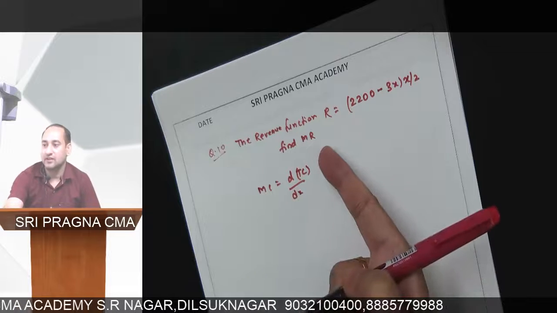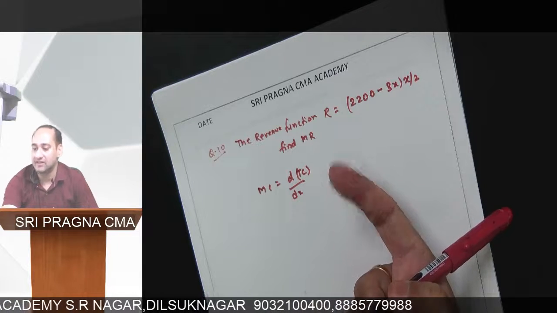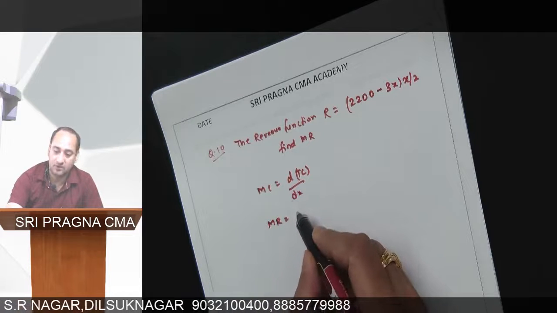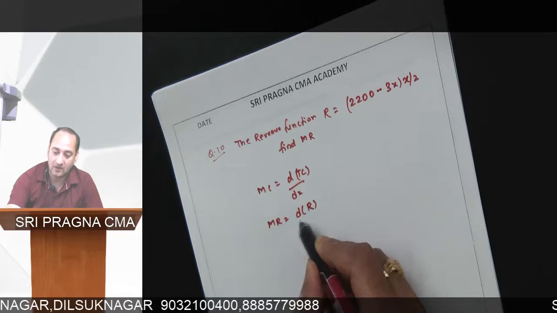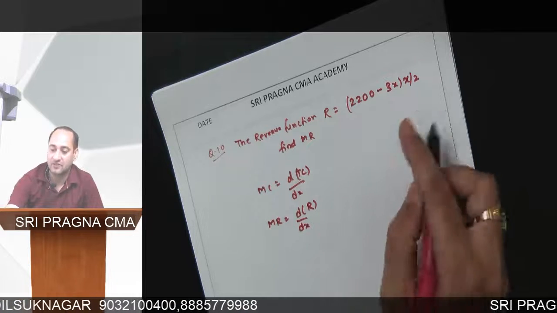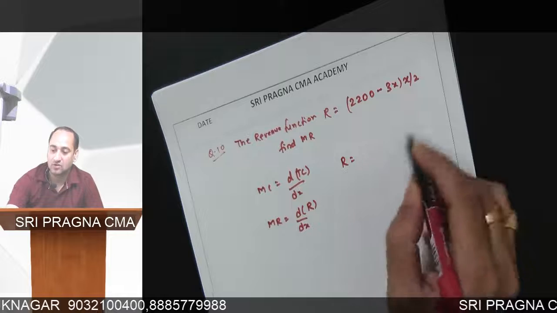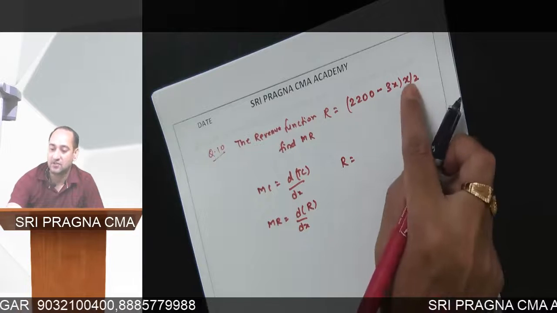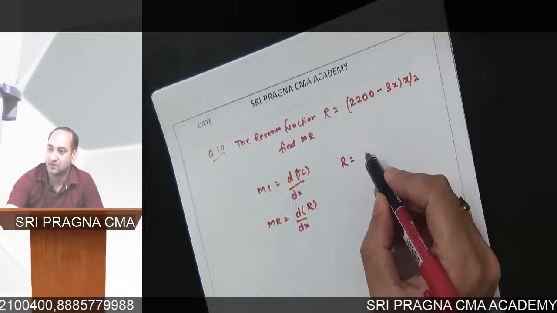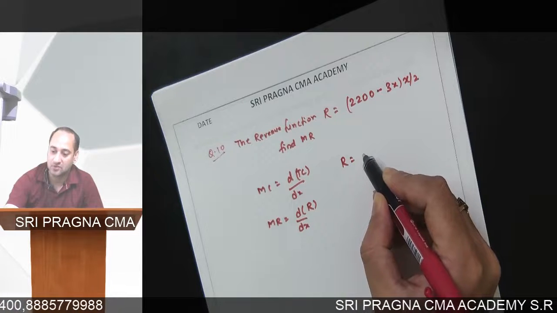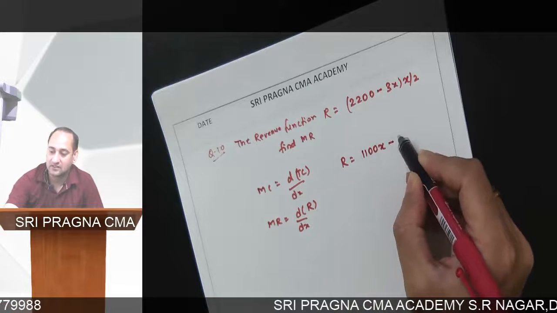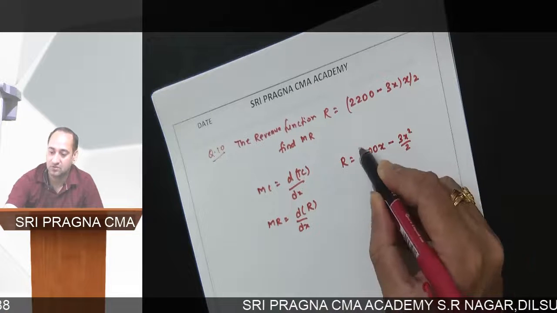Today we are discussing the marginal revenue. Similarly, the formula will be the same. MR is equal to dR divided by dx. So let us calculate the R first. If you see, R is given like this, so do the cross multiplication: open the bracket and multiply with x by 2. How much will you get? You will get 1100x minus 3x square by 2, right?